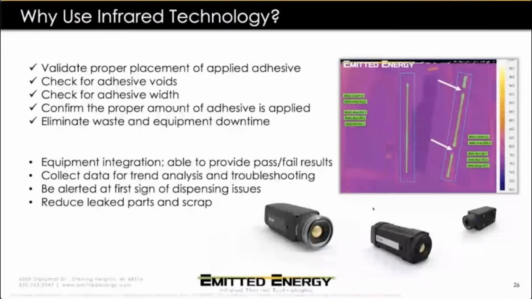Equipment integration: being able to provide the pass-fail results back to the equipment in line in real time, and collect data for trend analysis to find root cause of the defects or problems and try to fix those before we produce too much scrap. We want to be alerted at first sign of any dispensing issue. We don't want to wait till 70 parts run down the line and we leak test and then find out we have to validate or throw away 70 parts. So we want to know at first sign that we're having issues, and we want to reduce leaked parts, scrap, and negative ROI in our manufacturing process. So that's why we want to use that.